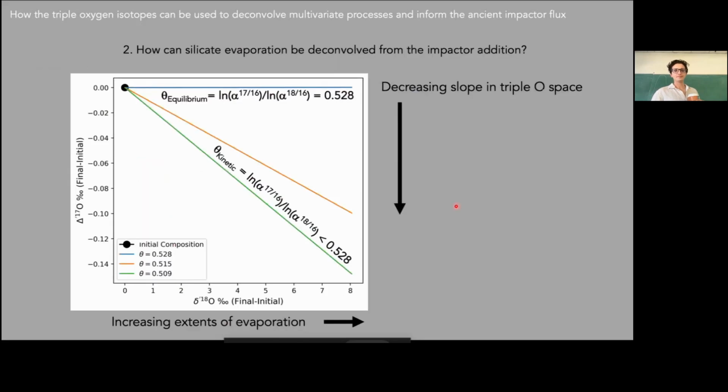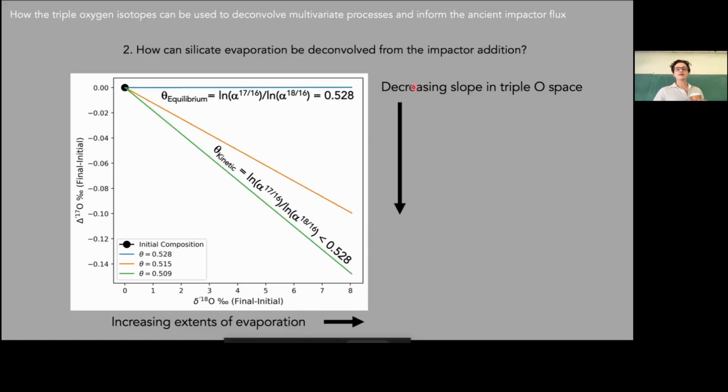Okay. All right, so now we're going to get a little more complicated and talk about this process of silicate evaporation and how it can be deconvolved from the impactor addition. What these curves are showing us are silicate evaporation lines at different triple oxygen slopes. What you're seeing here is a change in the delta O18 value to the right with increasing evaporation and a change in the big delta O17 value as well due to evaporation.